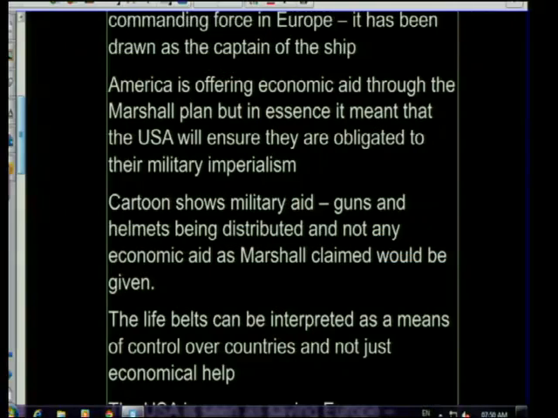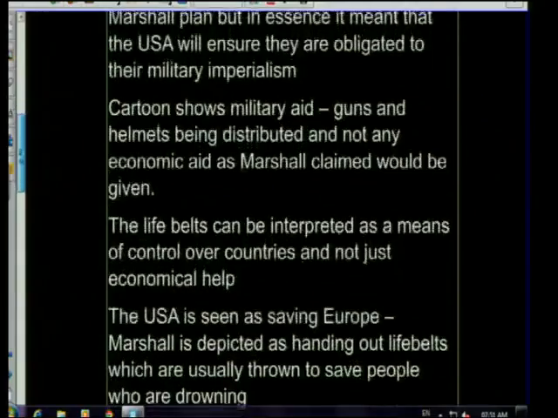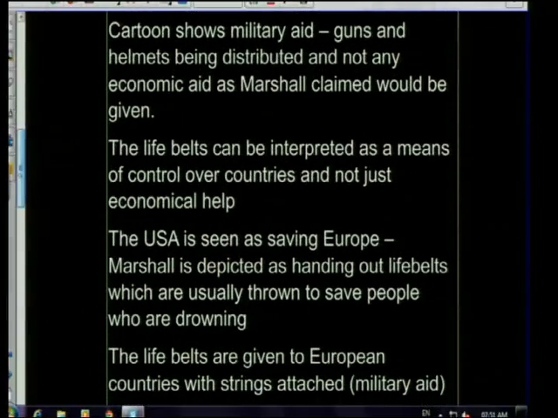Another thing that the cartoon does not show is the state Europe was in. You don't see Europe devastated after the war. They're just showing the Americans giving this aid. So the Russians are claiming that maybe that was even a lie, that Europe needed the aid that the United States offered to give them. The economic aid, as Marshall claimed, would be given, and the life belts can be interpreted as a means of control over the countries and not just economic help, as I've already said before.